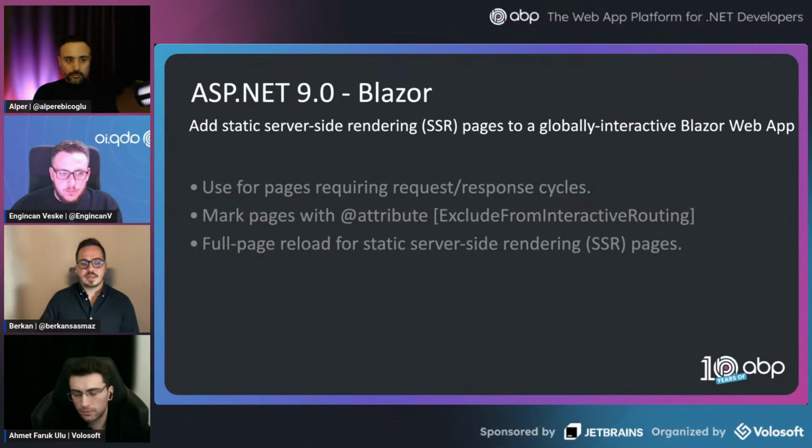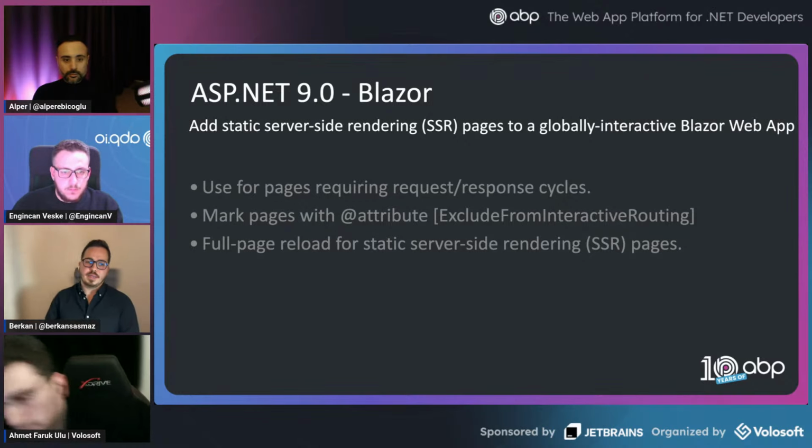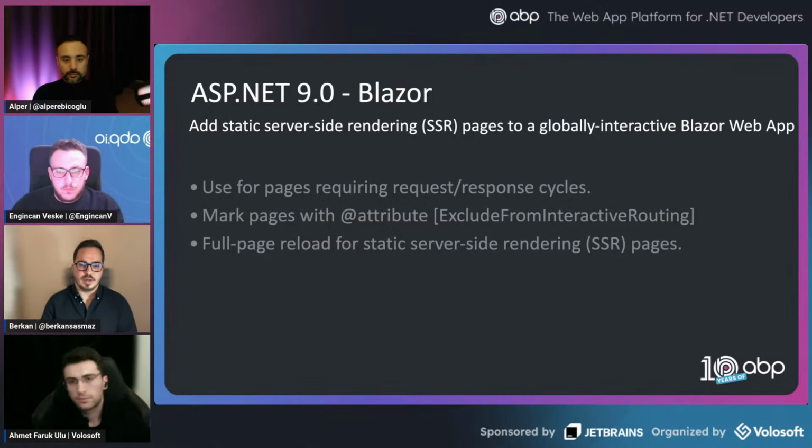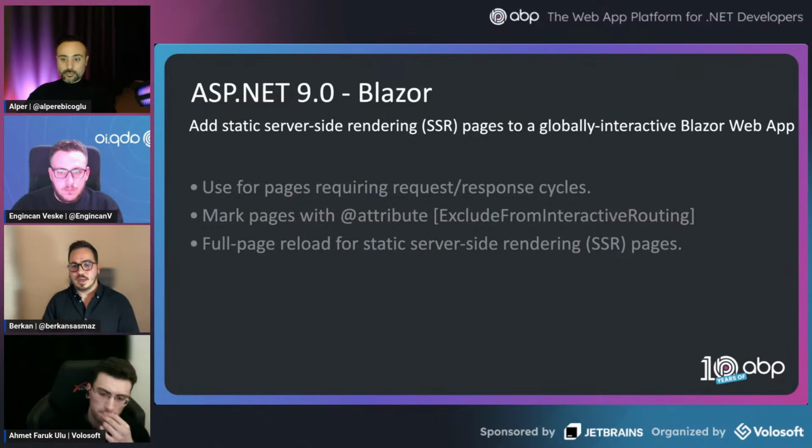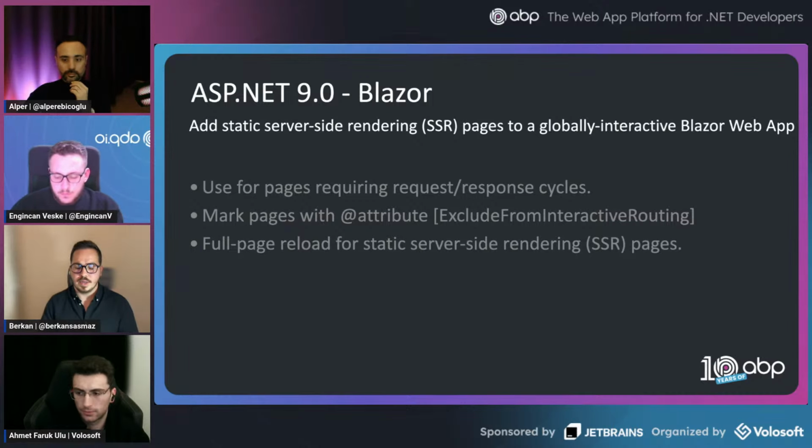Next up, adding static server-side rendering pages to globally interactive browser apps. This feature supports pages requiring request and response cycles, like those handling HTTP cookies. Marking such pages with the ExcludeFromInteractiveRouting attribute triggers a full page reload for server-side rendering. This approach allows you to handle diverse rendering needs efficiently within the same application.